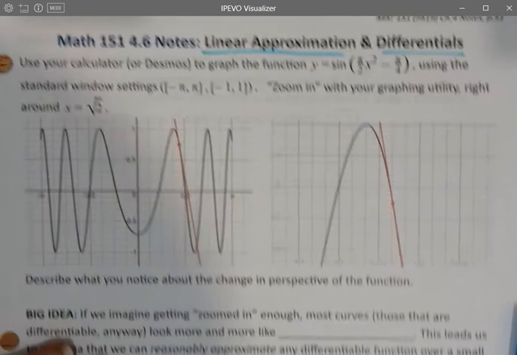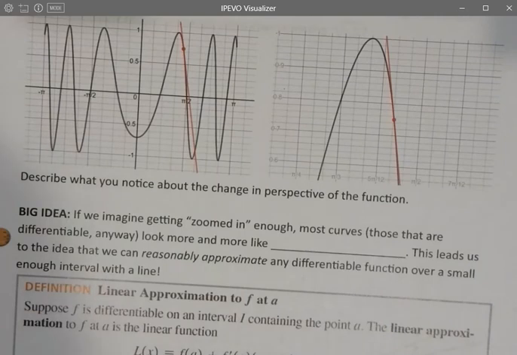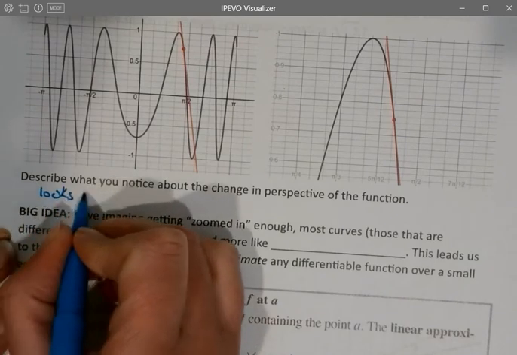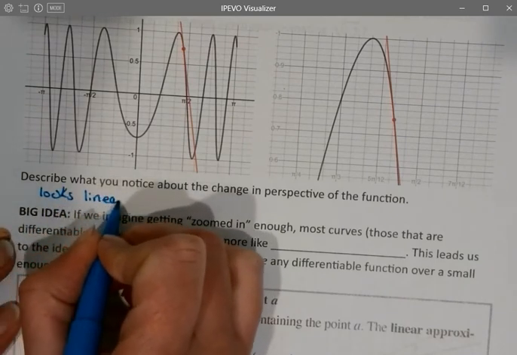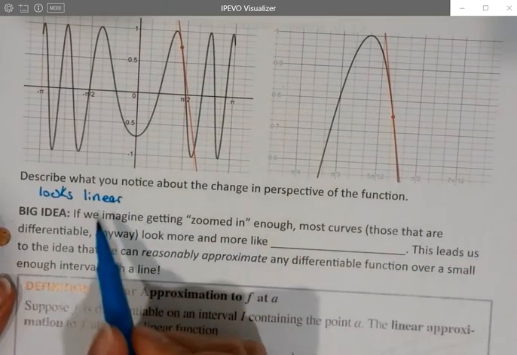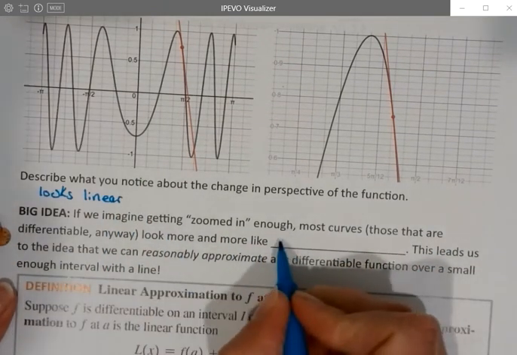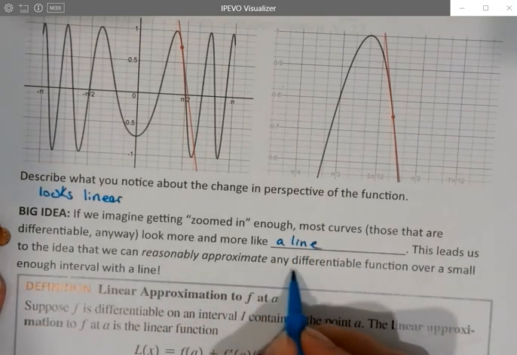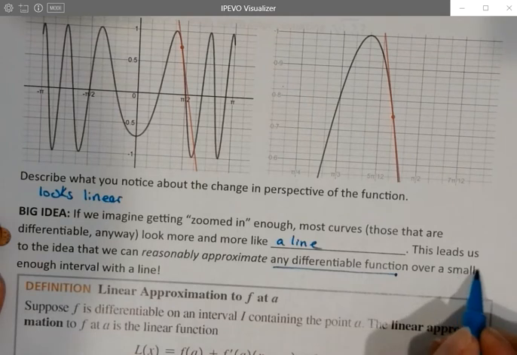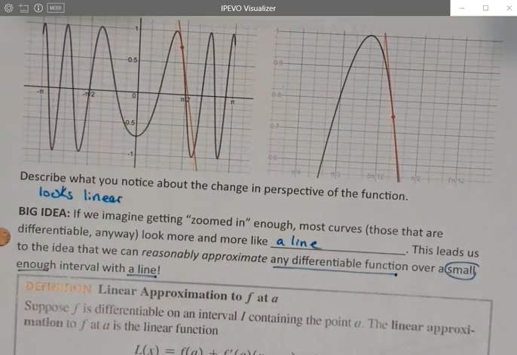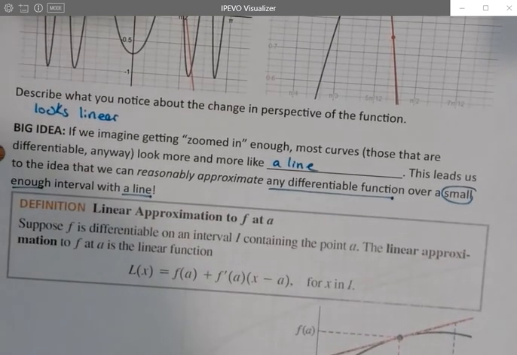Okay, so describe what we notice as we zoom in. It begins to look linear. So if we zoom in enough, it looks more and more like a line. And this leads us to the idea that we can reasonably approximate any differentiable function over a small enough interval with a line. And that's going to give us the definition here of linear approximation.